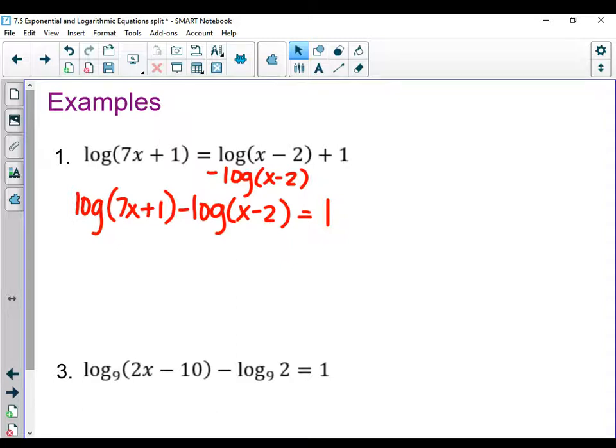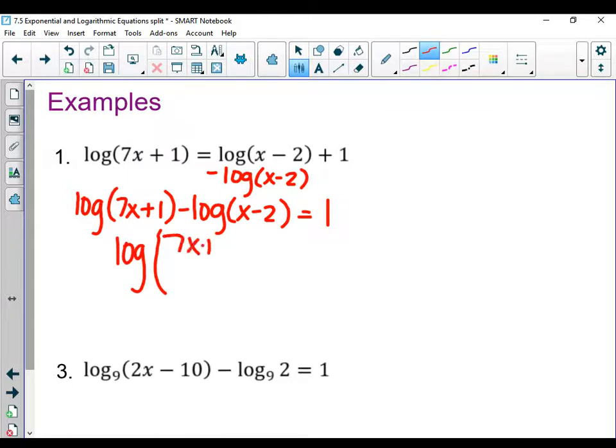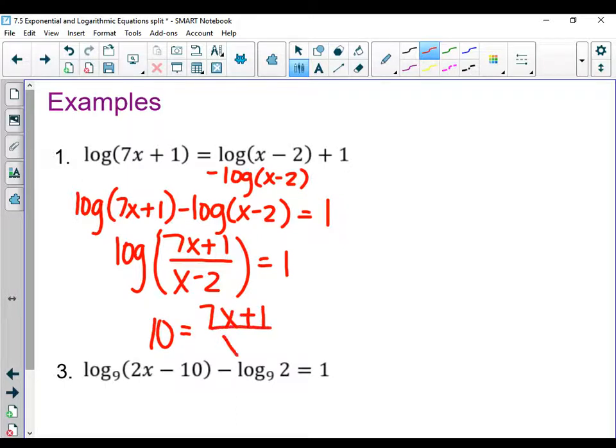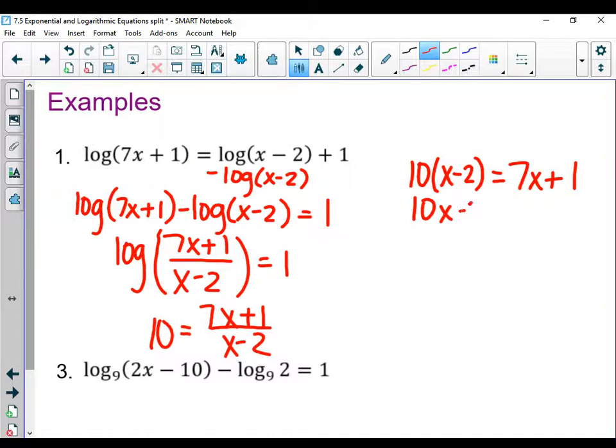Okay, so if I am dividing, and I go around the world, I have 10 to the first power. If you want to put it over 1, you can cross multiply. If you want to just look at it and say, oh, I can just multiply by x minus 2, you're going to get the same answer. So 10 times x minus 2 is equal to 7x plus 1. So 10x minus 20 equals 7x plus 1.